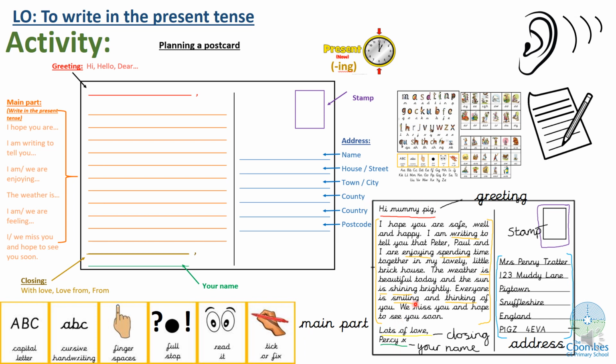So if you're stuck on writing a greeting, you can have a little look at the waggle and see what was being used. If you're struggling with your ideas for the main part, again, look back at the waggle and see if there's anything there that can help to make your writing better. Okay, so I am just going to show you how I would start planning my work.